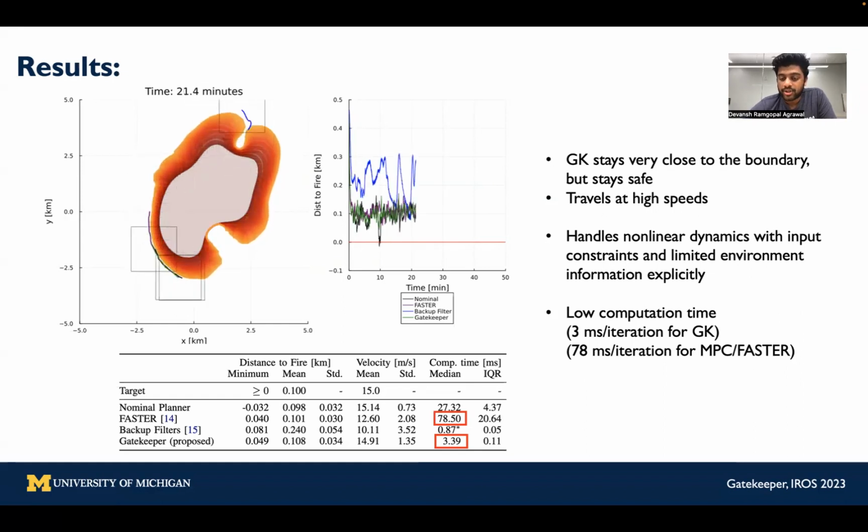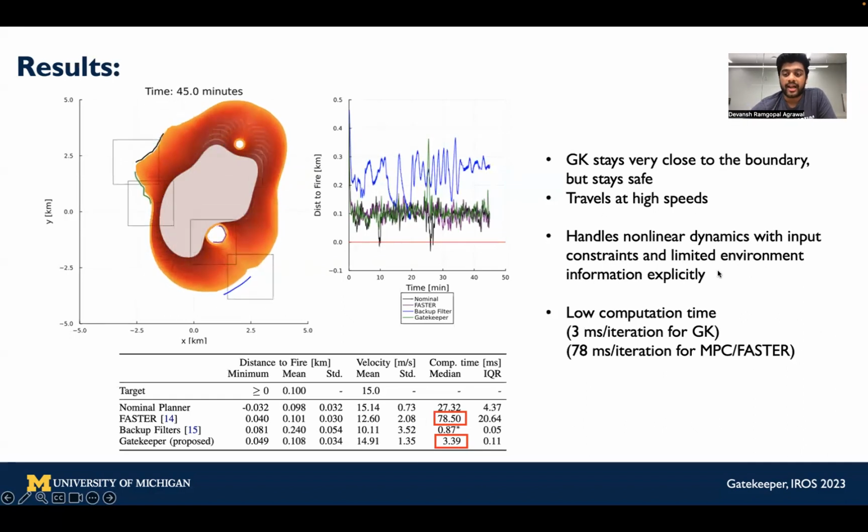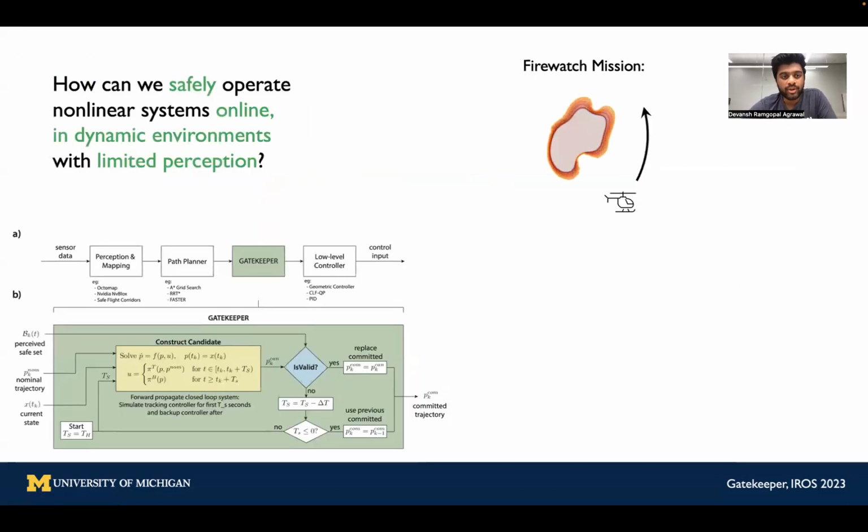We have very low computation time. We take about 3 milliseconds compared to about 80 milliseconds for an MPC type approach, and we can explicitly handle nonlinear dynamics. So to conclude, we started with this challenge of the Firewatch mission, or in general dynamic environments where you have limited information. We've constructed an algorithm to create candidate trajectories and therefore committed trajectories that are guaranteed to be safe for all time into the future.